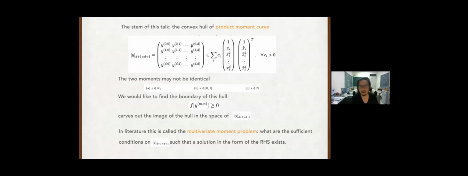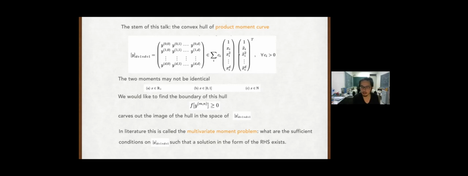So I'm just going to directly go to the gist of this talk, which is this object I'm going to be interested in, and that is the convex hull of the product moment curve. So it's a convex hull, and you're summing over positive sums. Each one of these is a moment curve in the sense that it's a curve in a higher dimensional space parameterized by moments. But now we actually have a product of them. So this is the mathematical object that I'll be interested in.